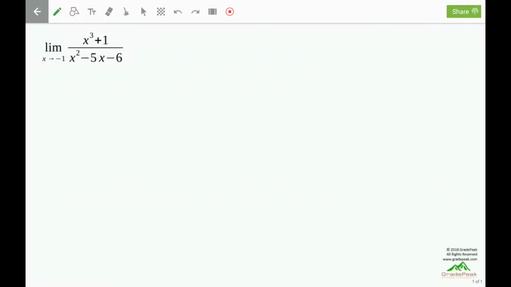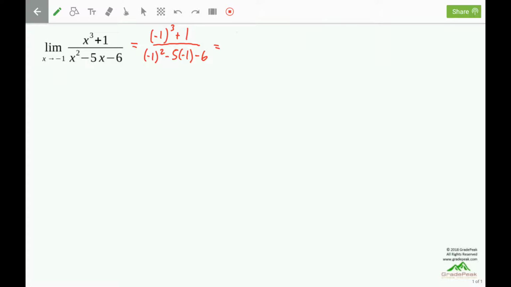Limit as x goes to negative 1 of (x cubed plus 1) over (x squared minus 5x minus 6). First thing we're going to do is try plugging in the negative 1 for all of the x's. In the numerator, that'll be negative 1 cubed plus 1. In the denominator, that'll be negative 1 squared minus 5 times a negative 1 minus 6.